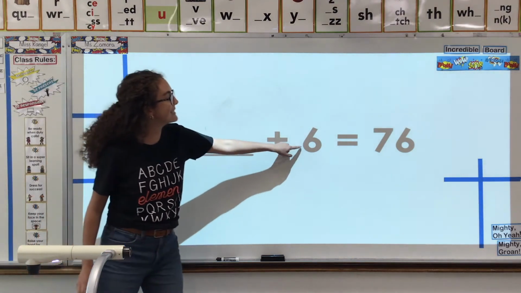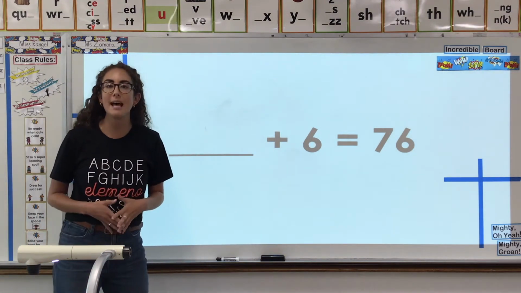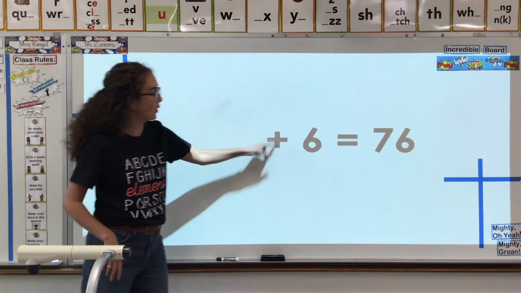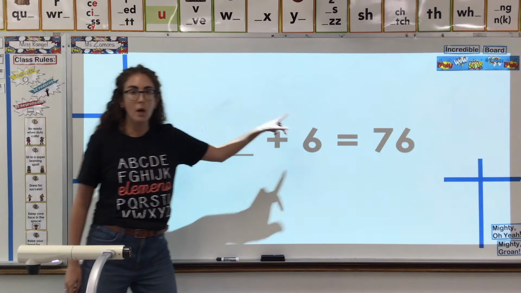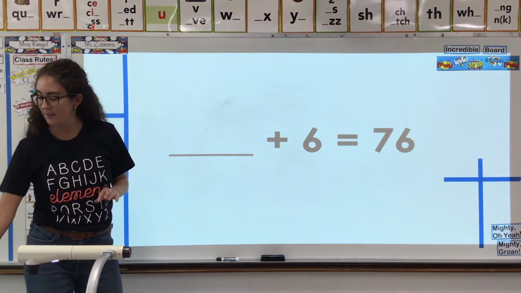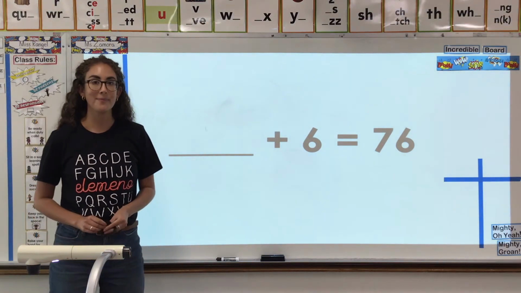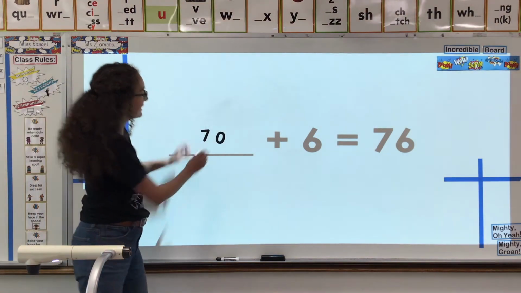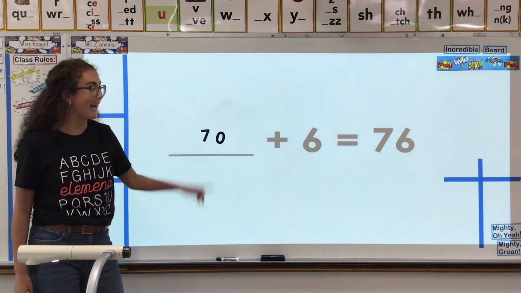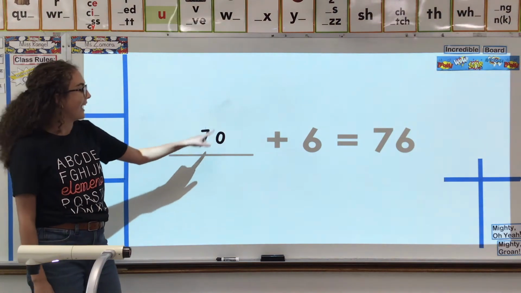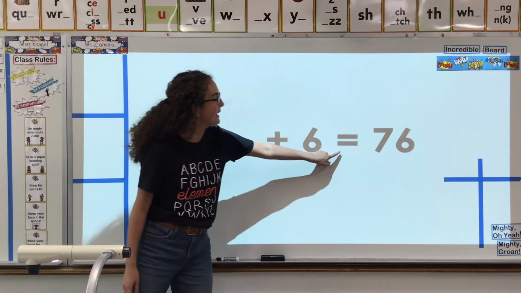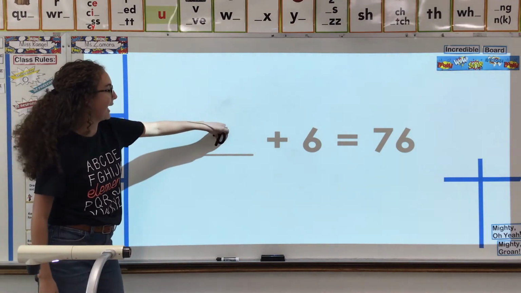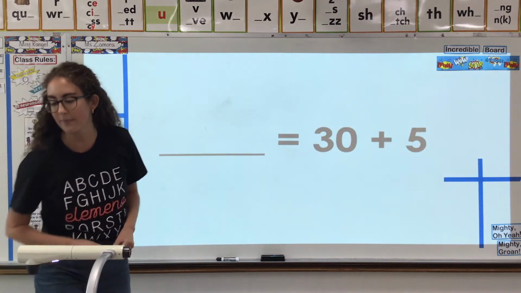Blank plus 6 equals 76. So in this addition sentence, we have our ones. But what's missing? The tens. We need our 7 tens. We were missing 70. 70 plus 6 equals 76. Okay, what about this one?